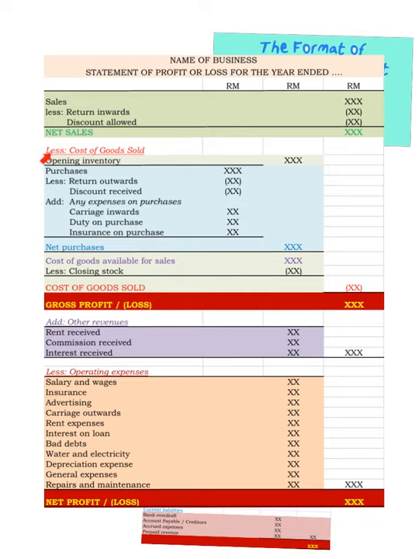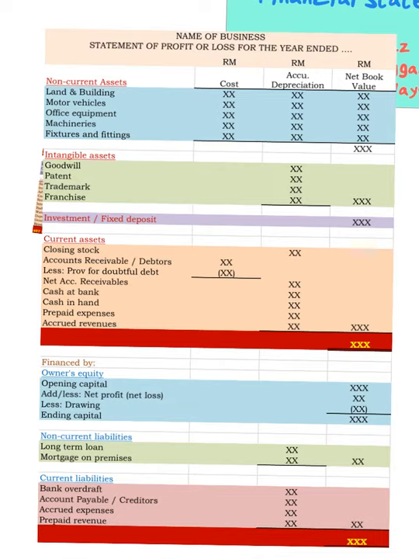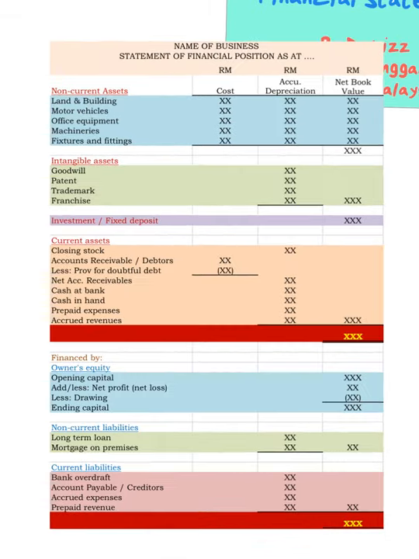So out of the 5 classes of accounts that you have learned, 2 groups will be in the statement of profit or loss. So we still have another 3 groups of accounts, which are asset, capital, and also liabilities. So where do they go to? Okay, so this is where we have our next one.